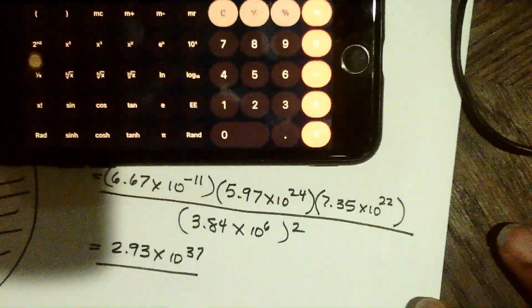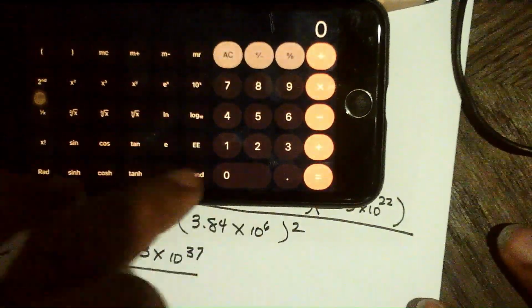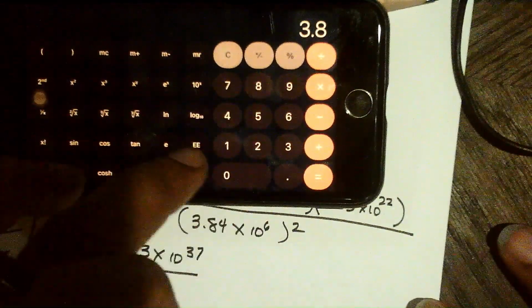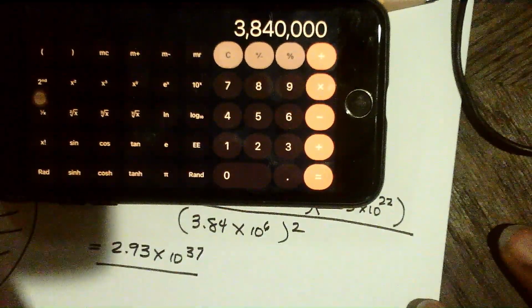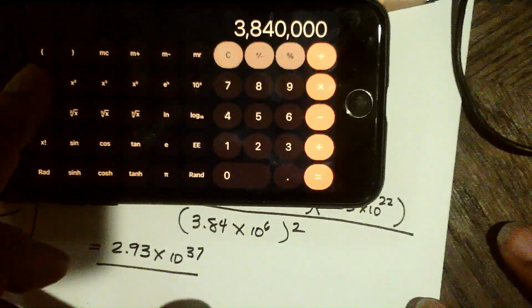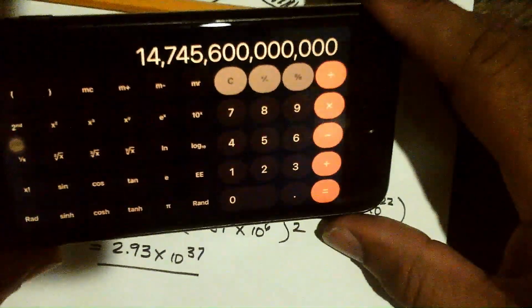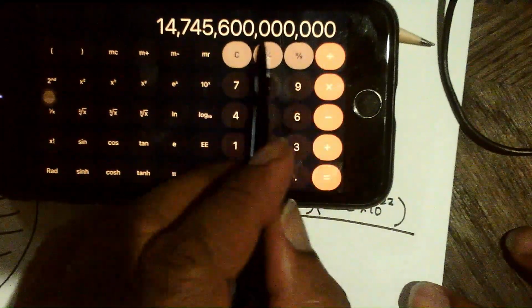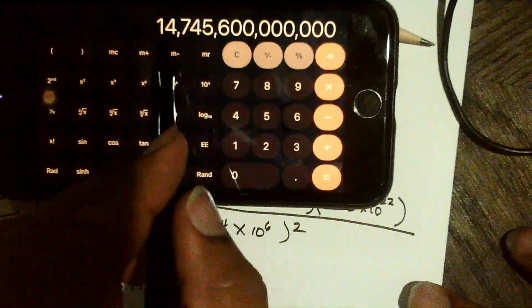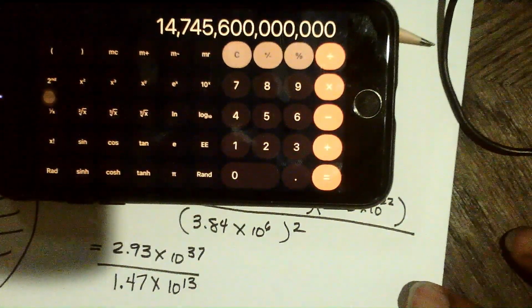Now, at the bottom, what we want is 3.84 EE6. It equals, that's what it equals. Now, we're going to take that number and square it. So we're going to get 1.47 times 10 to the 13th power.